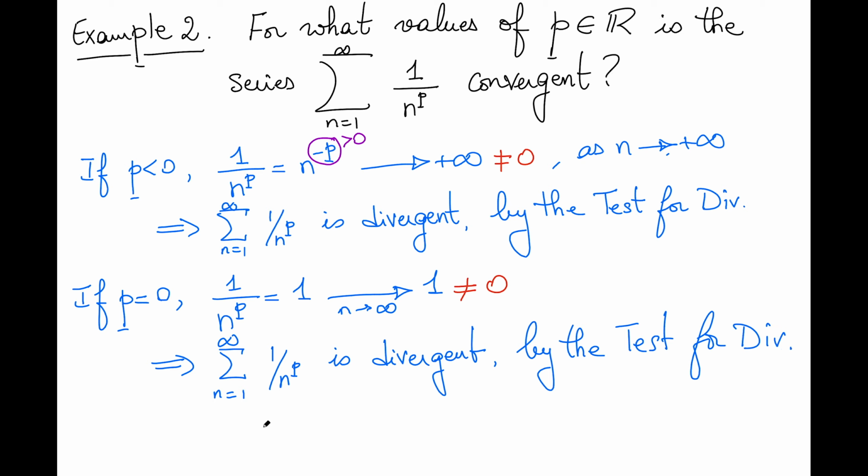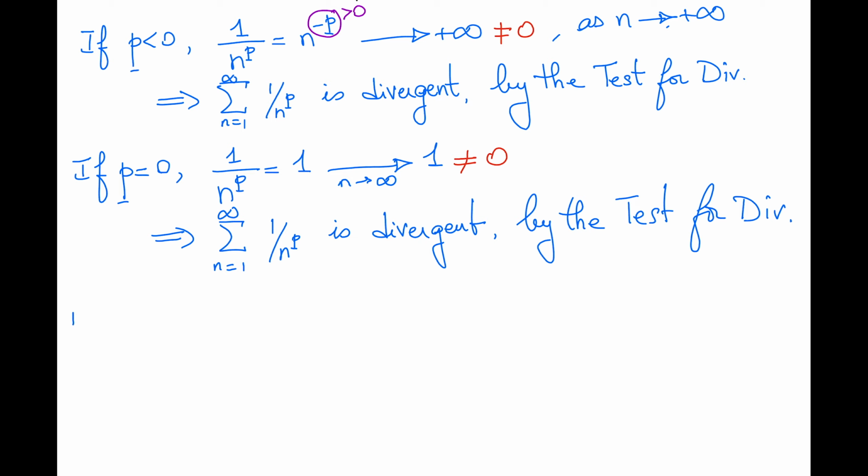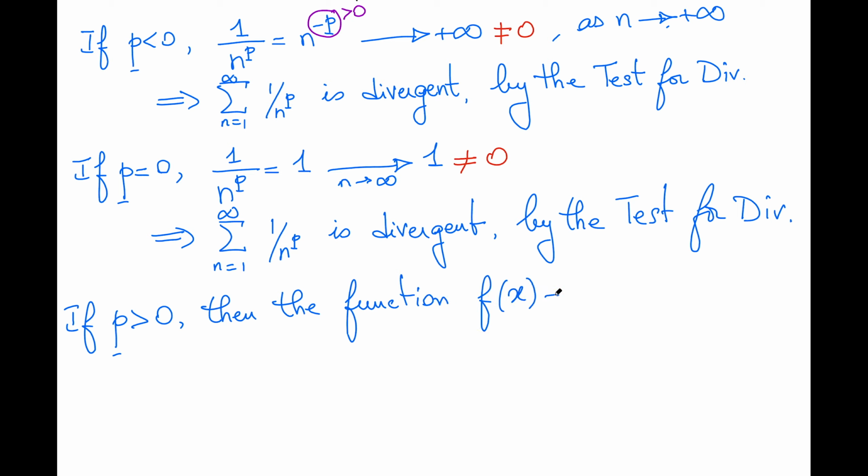Very good. What happens now if p is positive? So we dealt with p being negative. p is a real number. We dealt with p being negative, 0. Let's move on now to p being positive. If p is positive, what can we say about the function f of x equals 1 over x^p?